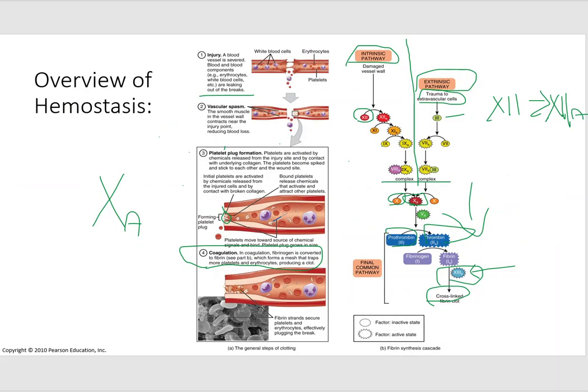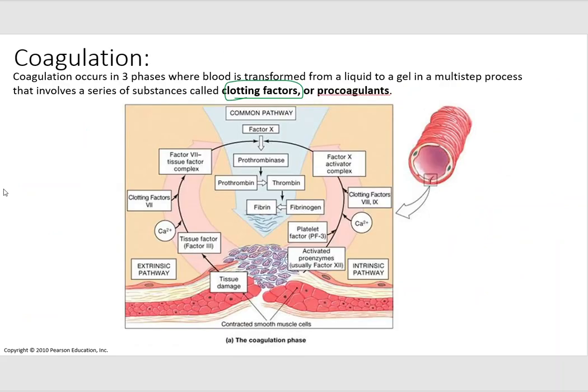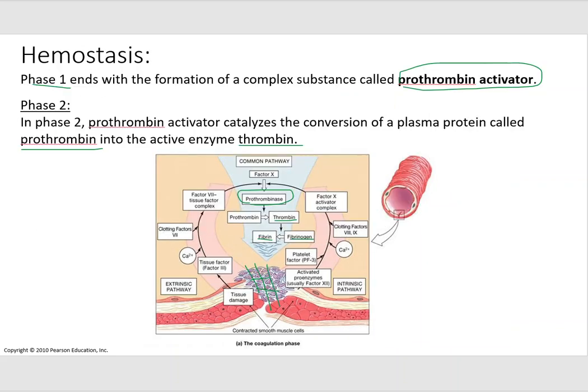You can look at these other guys. It's the same thing. Tissue damage, 3, calcium, 7, changed on, 7 and 3 together turn on 10. And then you get this guy from the intrinsic, the vessel walls. Platelet factor, calcium, factors 8 and 9. They're not even showing 11 on here, but that's one of the reasons I didn't want to do this. And then you've got the same thing here.